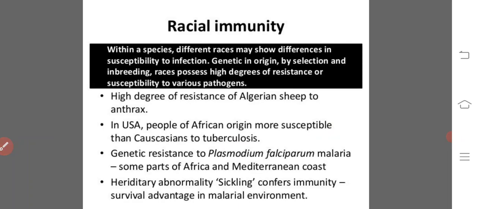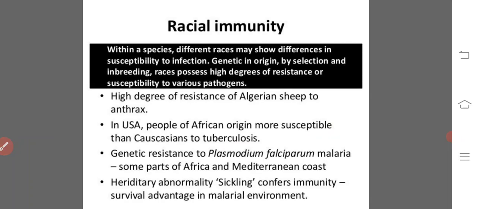It has been reported that people of African origin, Negroes in the USA, are more susceptible than Caucasians to tuberculosis. But such comparisons are vitiated by external influences such as differences in socio-economic levels.